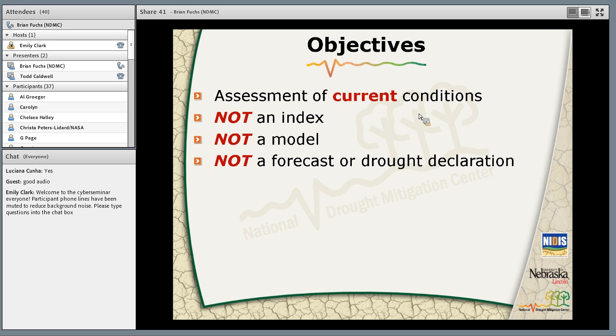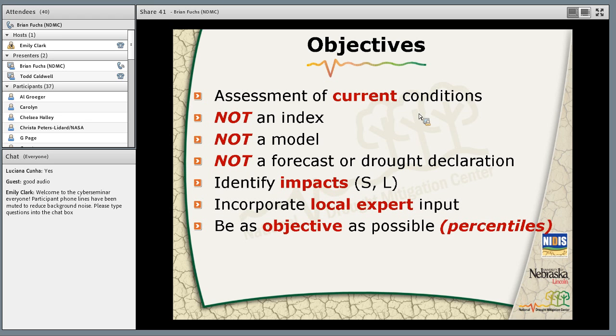We're not producing this to look forward as a forecast would, and realistically for drought declarations, only the governor of each state can declare if that state is in a drought or not. So we're really looking at just showing where drought conditions are and the intensity of drought. Again, we identify the impacts with short and long-term labels on the map. We incorporate these local experts into the information that we're analyzing, and we try to be as objective as possible. And the methodology for being objective is looking at these percentile rankings, which I'll touch on in one of the next slides.